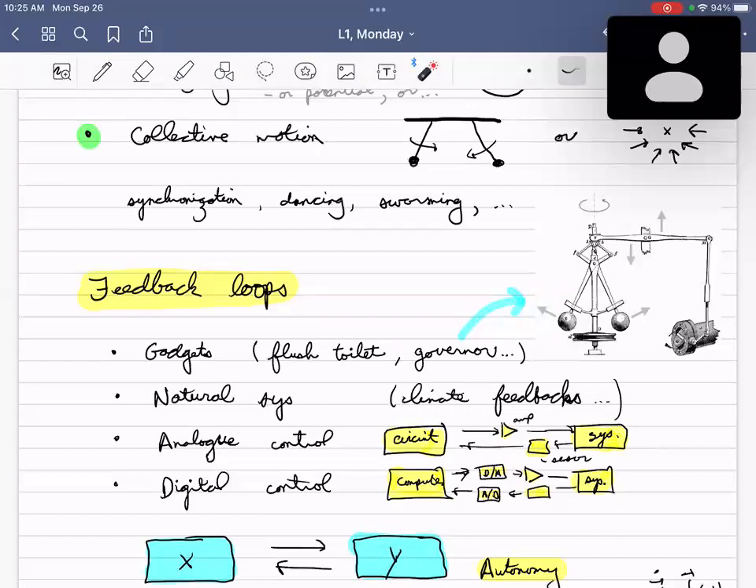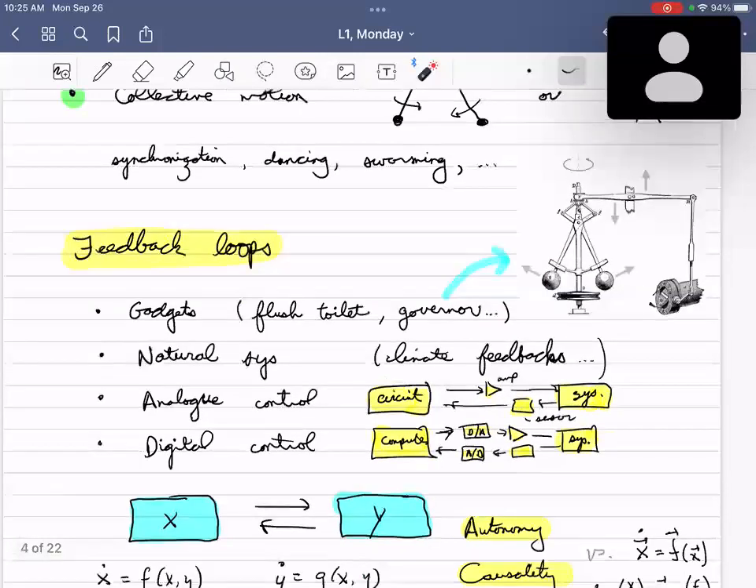I hope this is all visible, by the way? Yes. Okay, it's not too windy. Okay, so I'll try to put things higher.